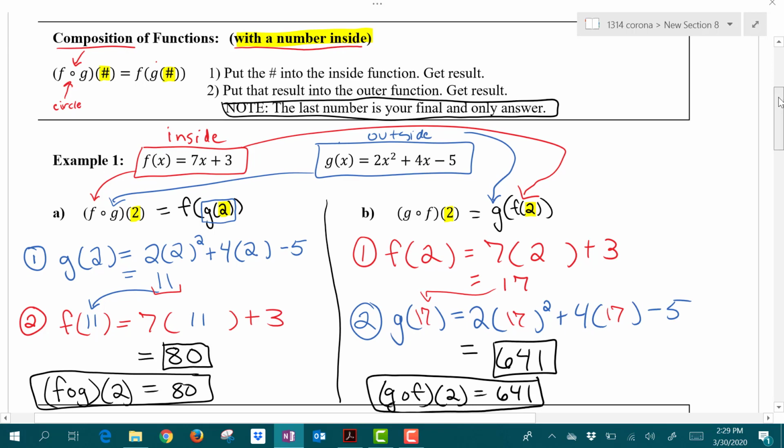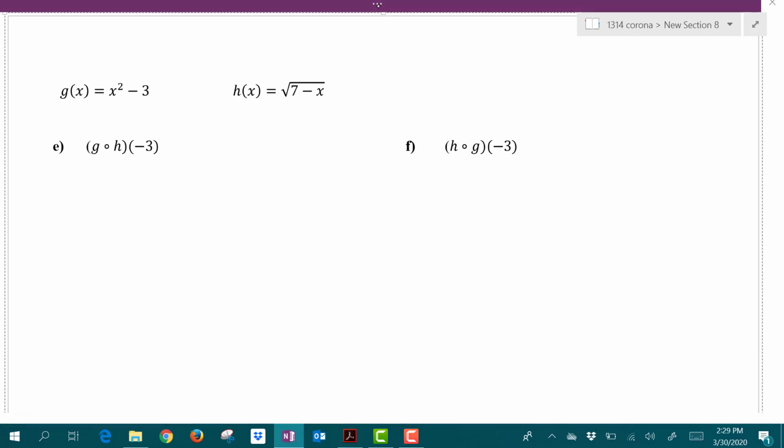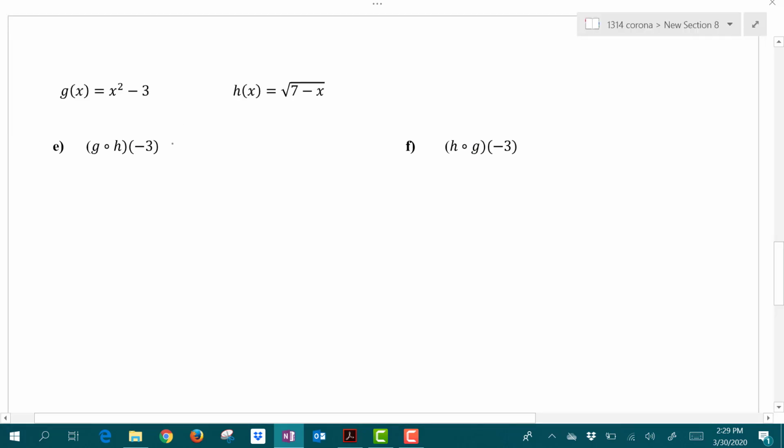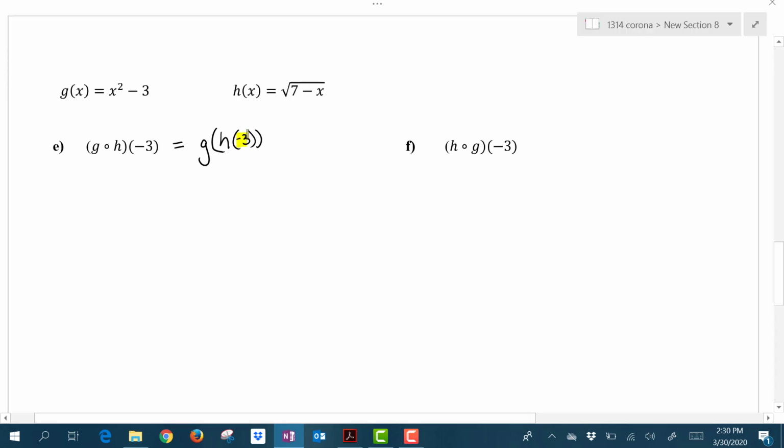Alright, now I'm going to scroll down to the next page, and let's look at functions G and H. We're going to do a composition both ways, and we're putting a -3 into both compositions. Alright, so the first thing I'm going to do is write down my definition. G circle H of -3 means I'm going to start by writing G as the outside function. Inside of G, we're going to put H, put our parentheses there for H, and then inside of H, we're going to put that -3. So -3 is the number that's going inside of the composition.